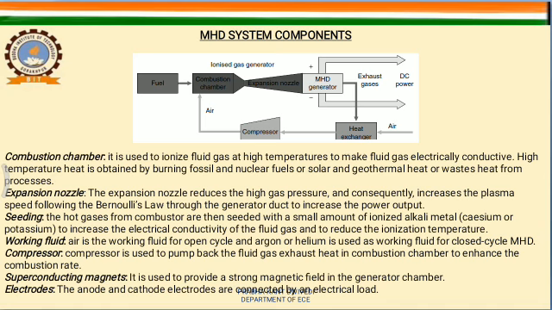There are some components that need to be discussed. They are the combustion chamber. As discussed earlier, it is used to ionize fluid gas at a high temperature to make the fluid gas electrically conductive. High temperature heat is obtained by burning fossil and nuclear fuels or solar and geothermal heat or waste heat from the processes.